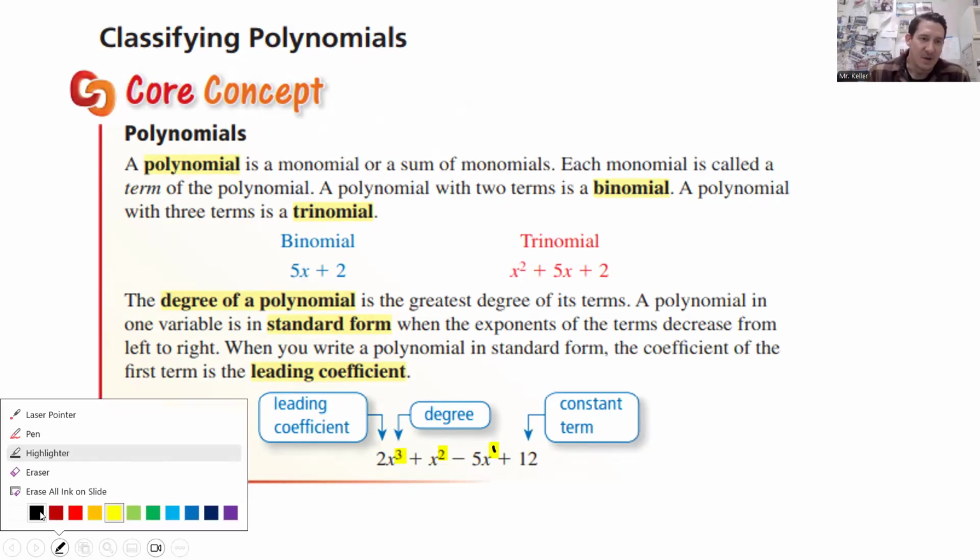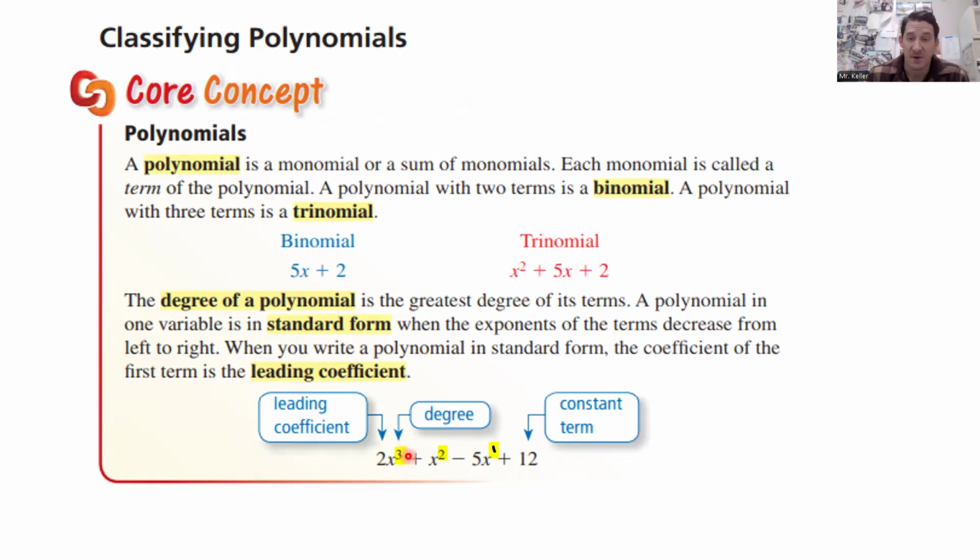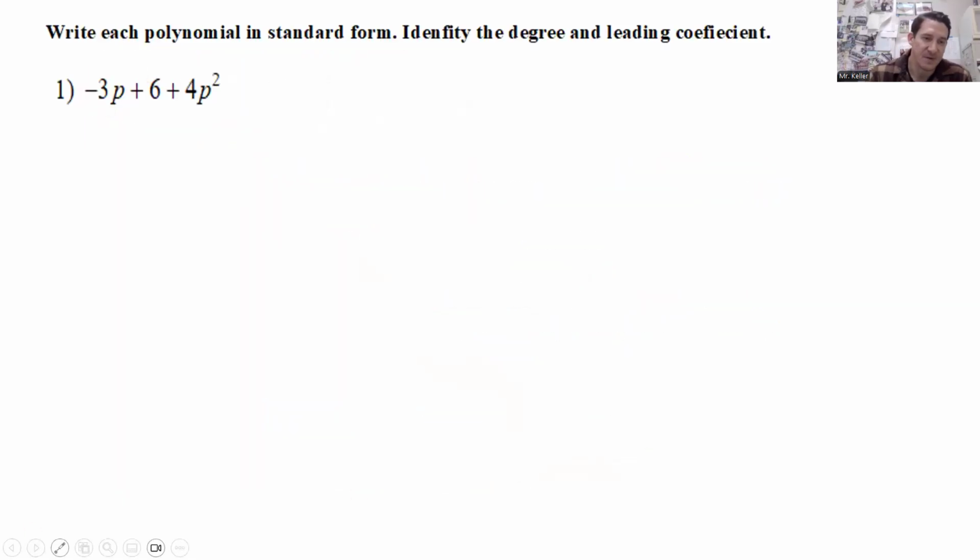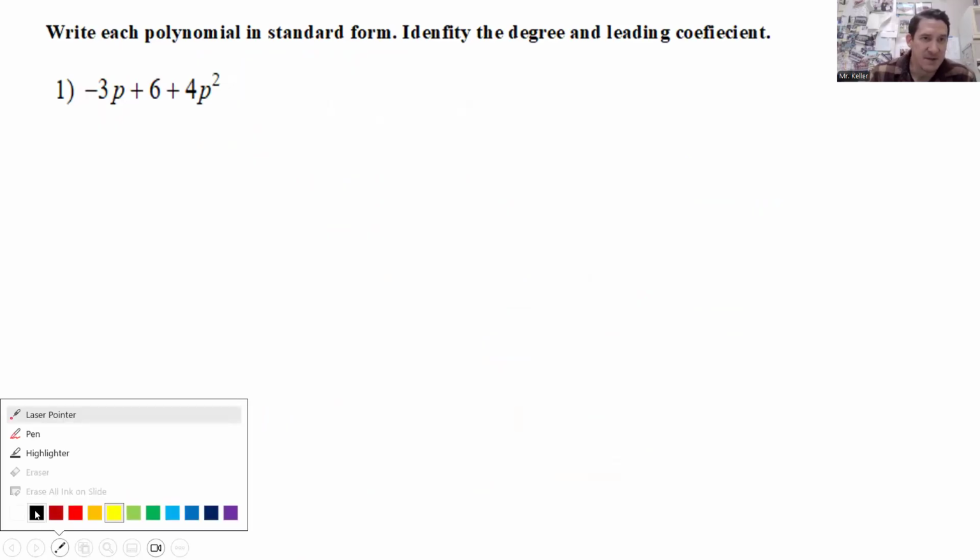Next thing we're going to be doing is looking at the degree. The degree is just whatever the largest exponent is. And then the leading coefficient is the number that is in front of the first term. Once you have it in standard form, the first coefficient is the leading coefficient. So let's reorganize some of these things.